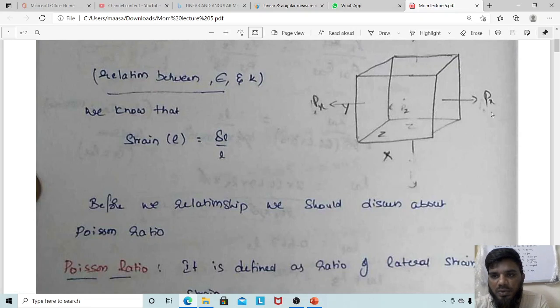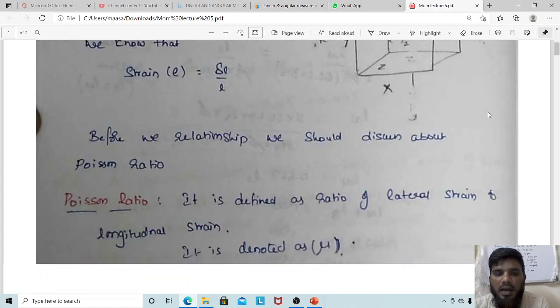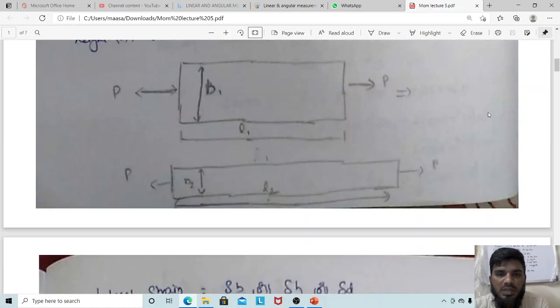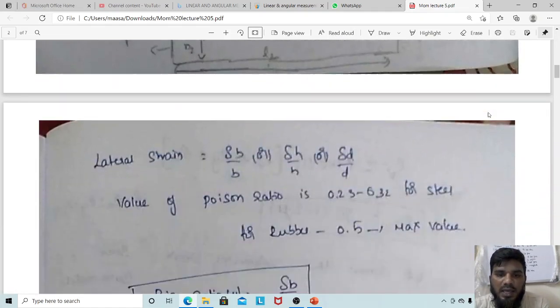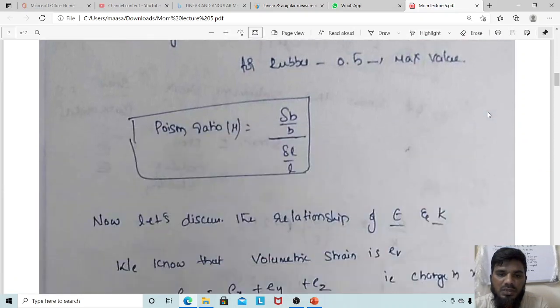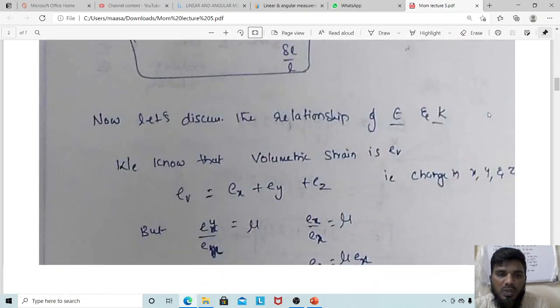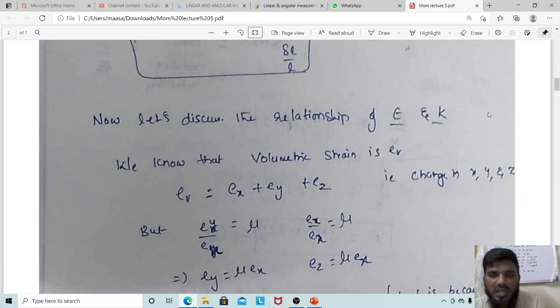Initially I'm applying a force along the x-axis. Because of this axial force along the x direction, we are going to see how the stress is obtained, and what volumetric changes are going to be obtained in the x, y and z directions.